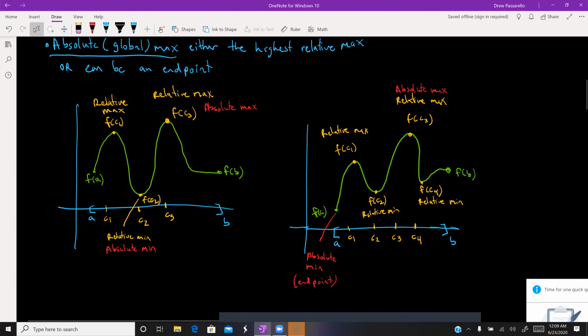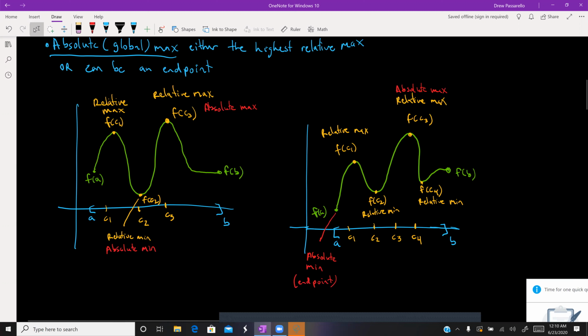And what I have here is a relative max. It's a high point. It's a local max around the values that are close to it. This is a relative min. It's a low point. It's lower than some values that are around it. And then this is a relative max, because it's a high point, higher than the values that are close to it.